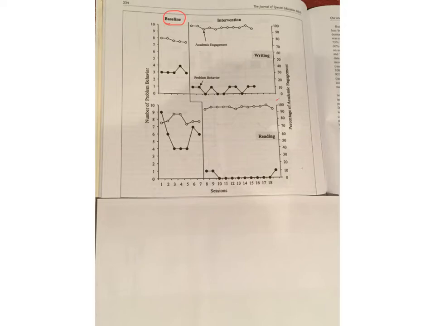Alright, so this graph summarizes the results from a study targeting the number of problem behaviors exhibited by a student and the percentage of academic engaged time. This is a multiple baseline design, and you can tell it's a multiple baseline design because of the stacked presentation. And by stacked, I mean you've essentially got two graphs here. You've got one on top, and then you've got one on bottom.